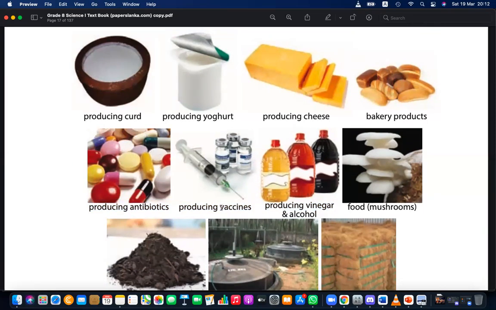Inactivated bacteria are used to generate immunity in this context. So basically, in producing vaccines, some bacteria are used. Not just that, some fungus is also used to produce these vaccines, not just bacteria and viruses. All these are used to improve our immune system.